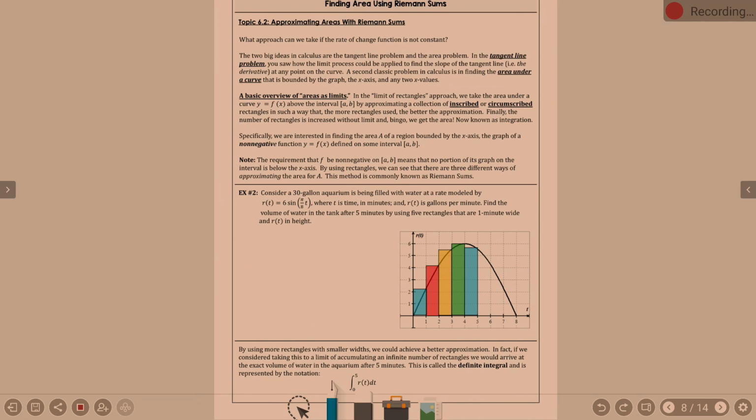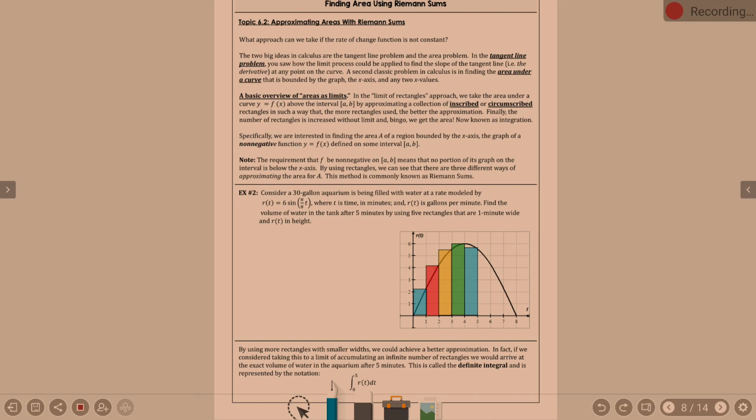Okay. So we're going to talk about finding area using Riemann sums. Again, this is a lead into integrals eventually, but finding area using Riemann sums. In other words, if we're trying to find the area under this curve, this isn't a rectangle, is it? So we can't just do 500 times 8 or 900 times 16. This is where our Riemann sums come in, okay? So, as I mentioned, two big ideas in calculus are the tangent line problem, what we spent first semester doing, and now the area problem. In the tangent line problem, you saw how the limit process could be applied to find the slope of the tangent line, thus the derivative, right?